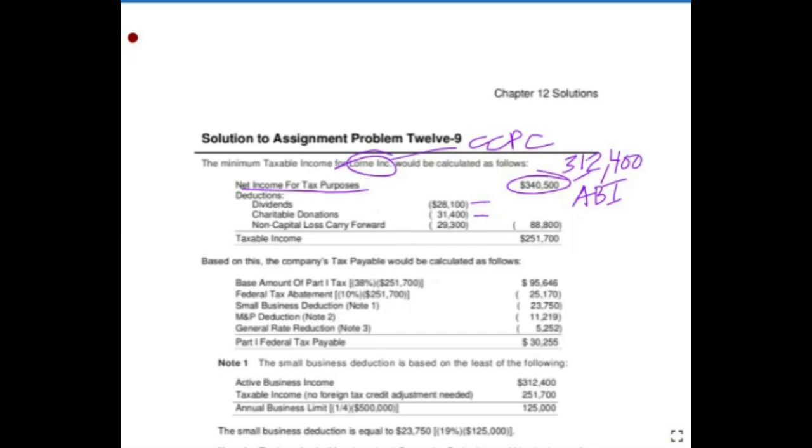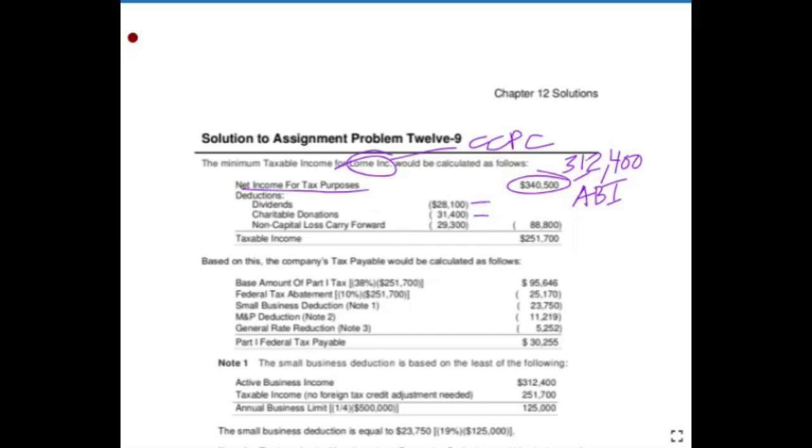Then we're also told at the beginning of 2020, the company has a non-capital loss carry forward of $29,300. We're also told the intention with this, because when you have loss carryovers, it's up to you what you want to do with them. You have some choice. You can use some strategy. These are non-capital losses. So we talked about this last class. With the non-capital losses, we can apply them against anything.